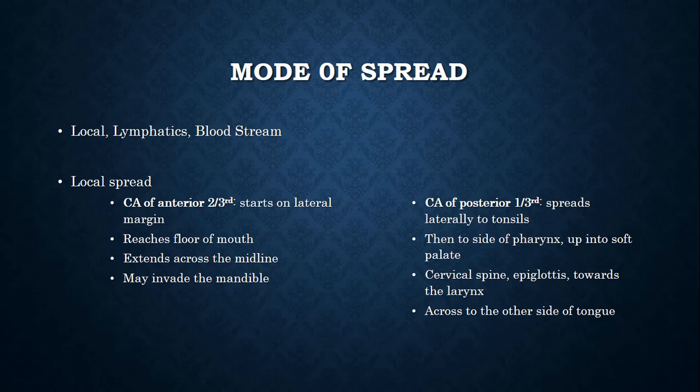While if the carcinoma is involving the posterior one-third of the tongue, then it usually spreads laterally to the tonsils, then to the side of the pharynx, and even up toward the soft palate, or posteriorly extending toward the cervical spine and down into the epiglottis or toward the larynx, or across to the other side of the tongue.